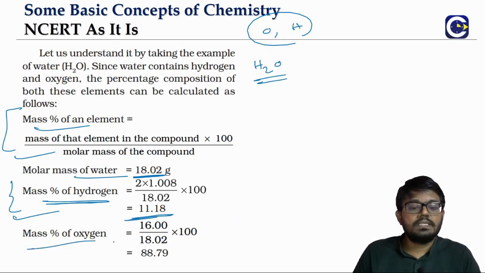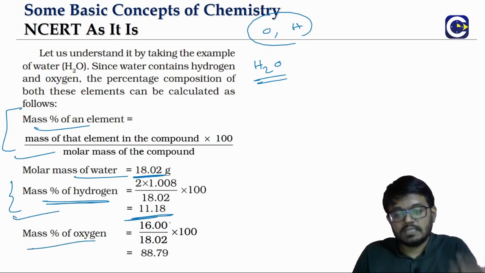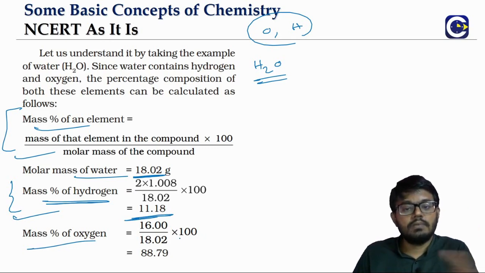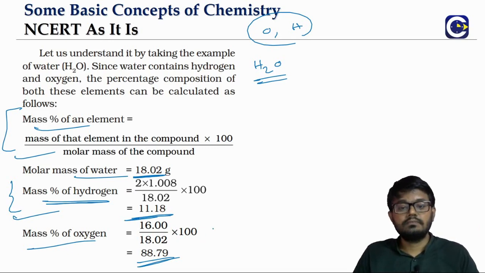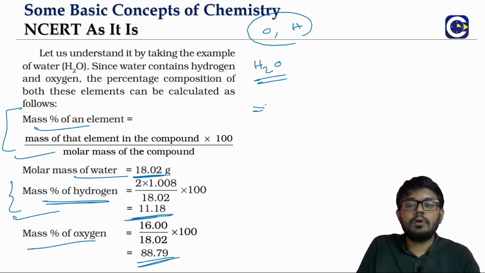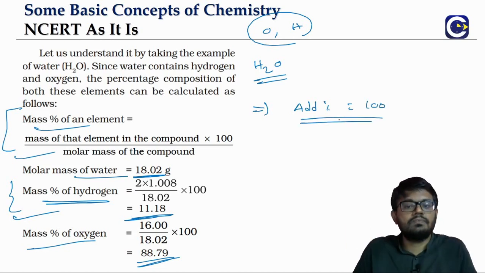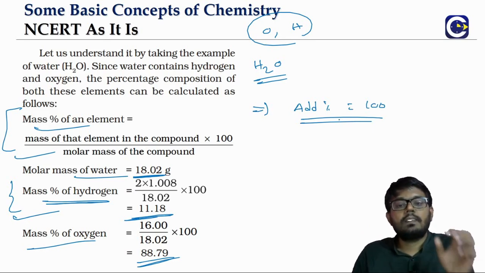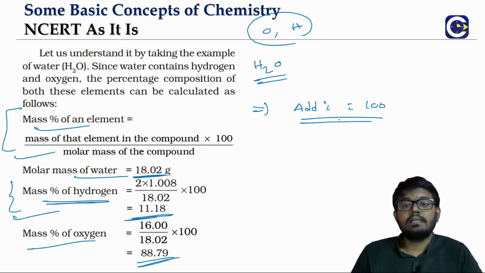What will be the mass percentage of oxygen? The mass of oxygen contributed, 16, divided by the total mass of the compound, 18.02, times 100. That will be 88.79. You can see one thing here. If you add up all the percentages, that will give us 100. Because in anything, when you add up all the percentages, we will get 100. So we can estimate the mass percentage of different elements in a given compound.